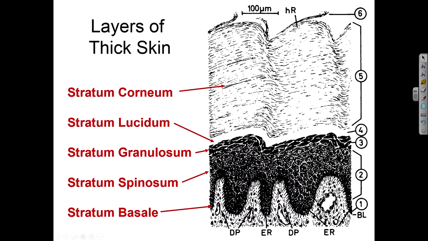Then above the granulosum we have a dead cell layer which appears somewhat clear, which we call the stratum lucidum, only present in thick skin. And then above that we have the stratum corneum, which consists of the dead squames of cells on the surface of the skin. The stratum corneum is thicker in thick skin, thinner in thin skin. So there are the five layers of the epidermis. All five of those layers are in thick skin. Four of those layers are in thin skin.